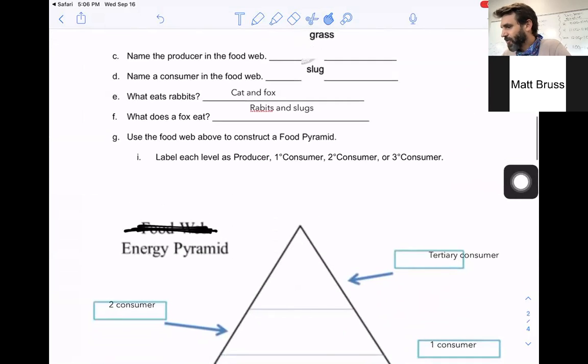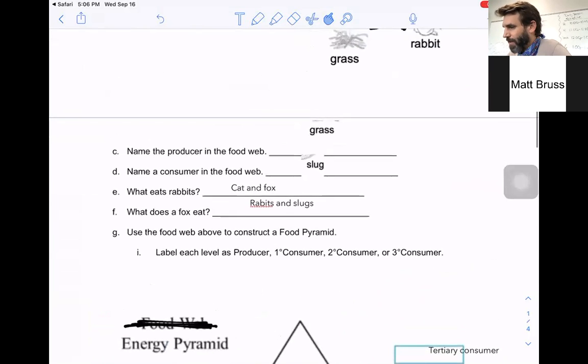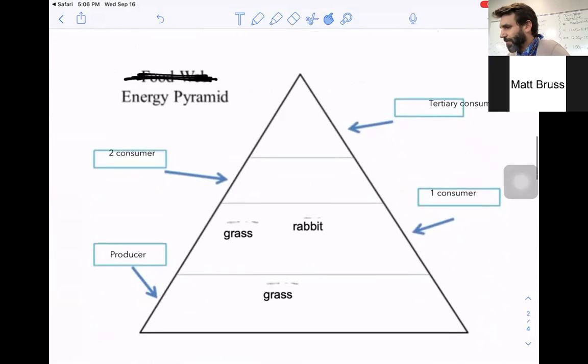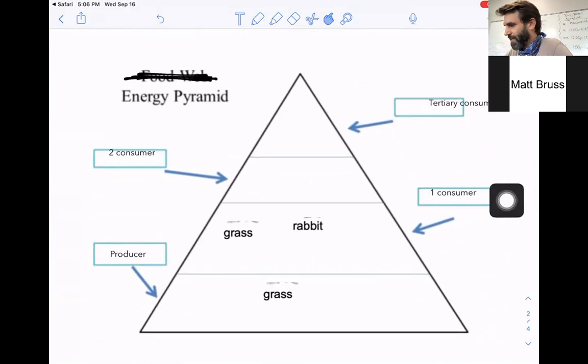All right, so then we said, from the above food web, construct a food pyramid. And the first thing we did is we labeled our parts of the food pyramid. At the bottom here is a producer. The next level up is our primary consumer. Above the primary consumers is a secondary consumer. And up at the top here is a tertiary consumer.